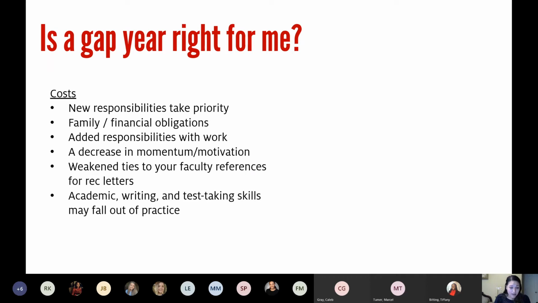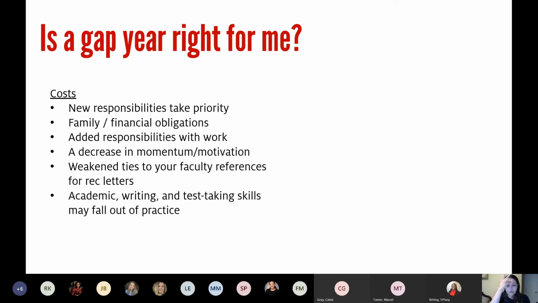If I take a gap year, new responsibilities may start to happen, right? Because right after I graduate from my undergraduate degree, life begins to happen. I might get a new job. I might start a family. I may already have a family. I may start to have all of these different financial obligations. And suddenly all of those new responsibilities begin to take priority. And this can be a hindrance because it can slow down the progress you were making or that desire of entering that graduate program, because suddenly all of these things have become top of mind.